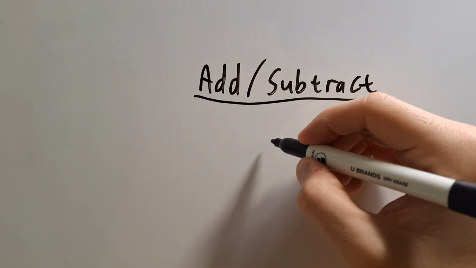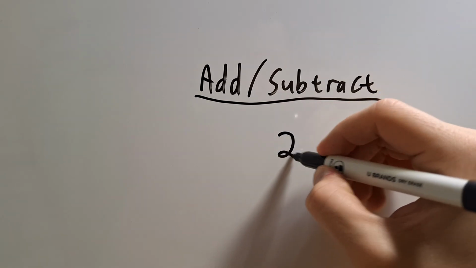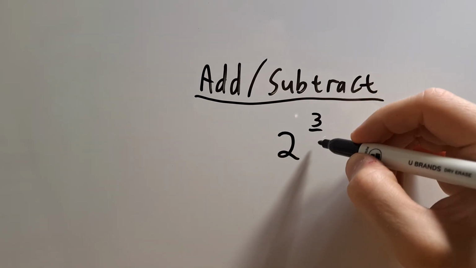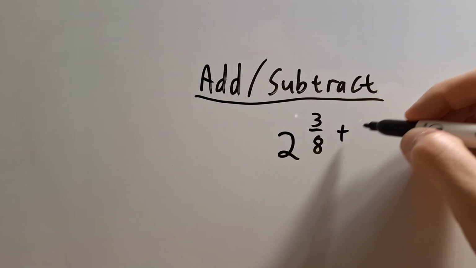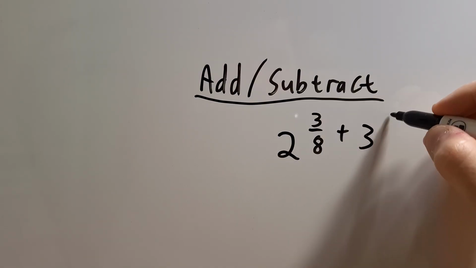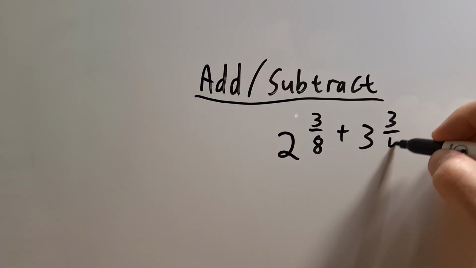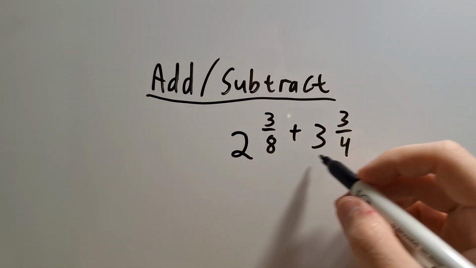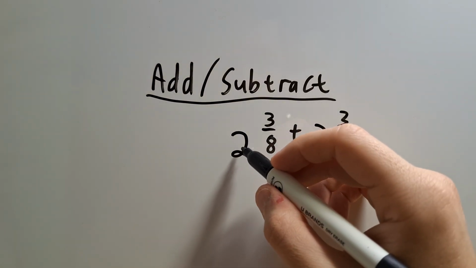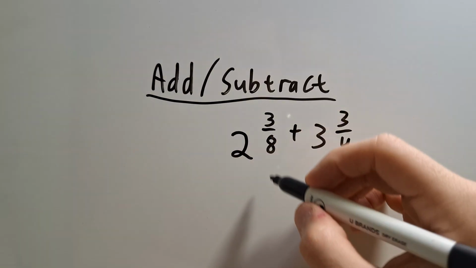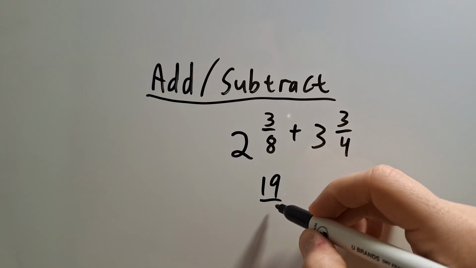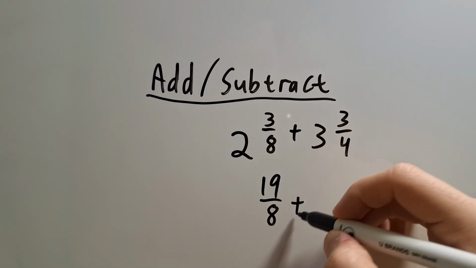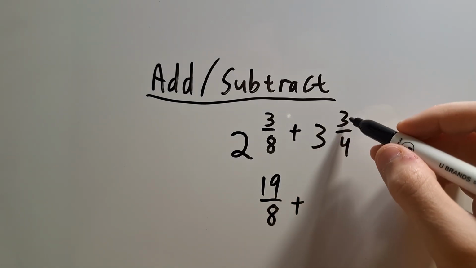So let's look at an example of when we're adding. Let's look at 2 3/8, and we're going to add 3 3/4. First thing we do is convert. Denominator times whole number plus numerator, that gives me 19. 4 times 3 plus 3.